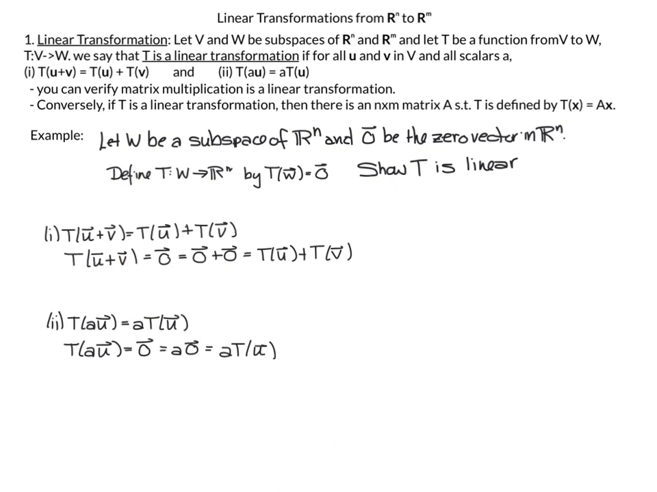So T of u plus v, well, no matter what u plus v ends up being, it ends up being another vector in Rn, and T is going to map it to 0. And 0 is equal to the 0 vector plus the 0 vector, which is equal to T of u plus T of v. So here, this condition holds. Looking at our second condition, T of au, so whatever this vector ends up being, T is going to map it to 0, which is equal to a times 0, which is equal to a times T of u. So this second condition also holds. So we have shown that T is linear. So the transformation that maps everything to 0 is a linear transformation.